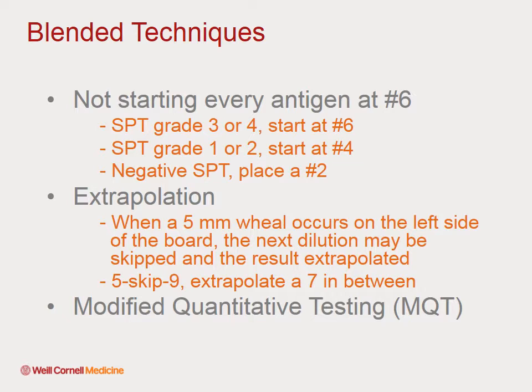Now, there are also some blended techniques. These are ways to combine skin prick testing along with intradermal testing. And there's also ways to create some shortcuts, so you don't have to use 6 dilutions of every antigen for testing. For example, we can start based on the skin prick testing grade. So if it's a 3 or a 4, we could start our intradermal testing at the number 6. But if the skin prick testing grade is a 1 or 2, indicating that it's less of a sensitivity, then we could start at a little bit more of a concentrated point, so we could start at a number 4.